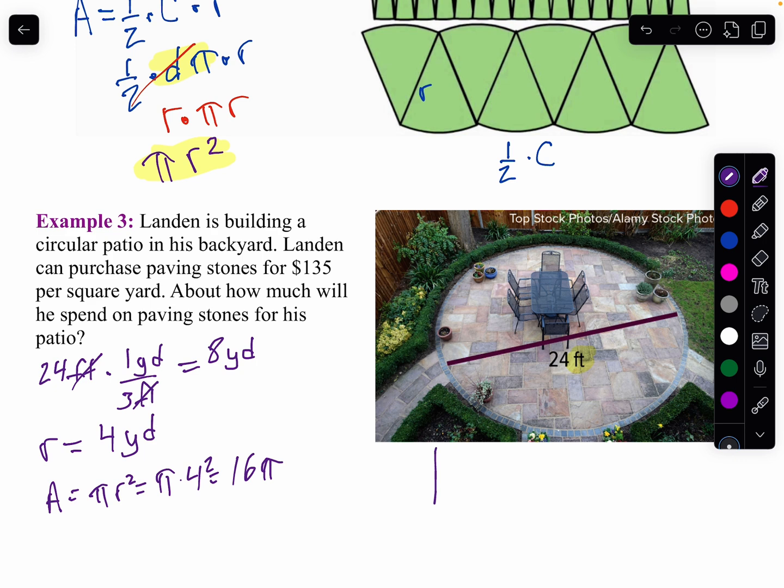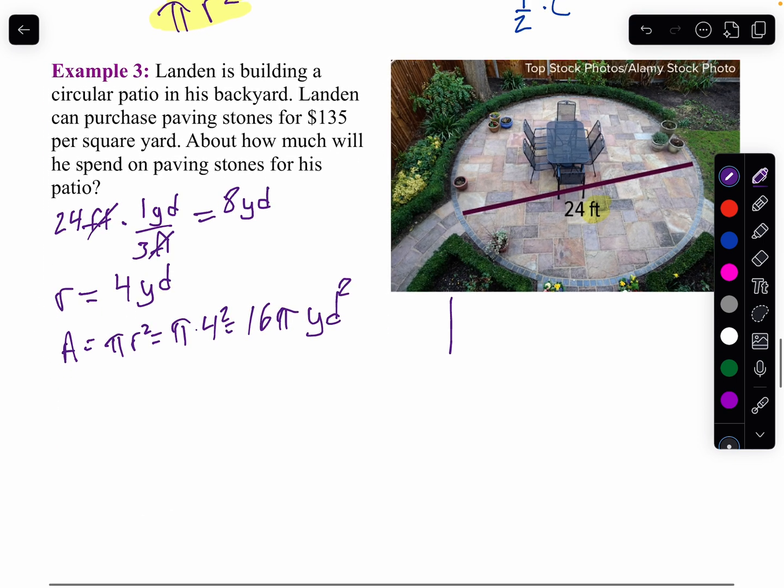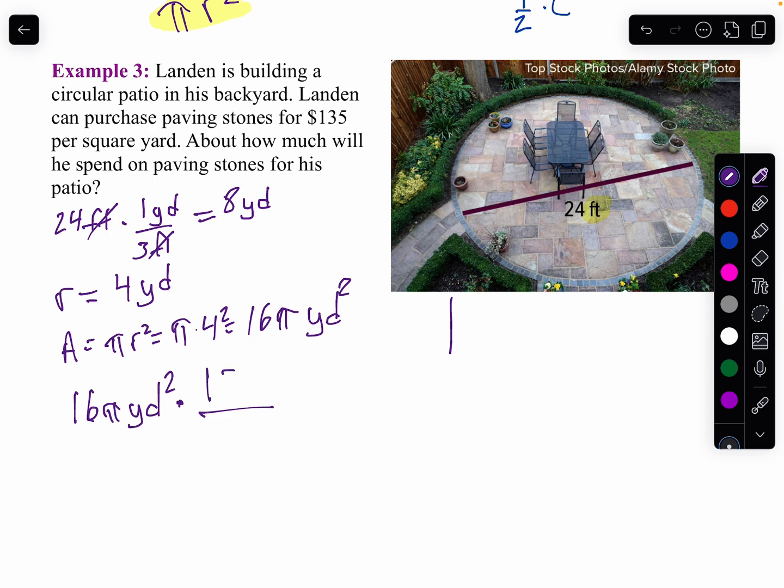Now, that's going to be in square yards, isn't it? I'd like to keep those terms in my calculator as long as I can. So I'm going to say 16 pi square yards. I'm going to change that to money. Well, I know paving stones cost $135 per square yard. So my answer is going to be in dollars. And really, all I'm going to do is take 16 pi times 135.